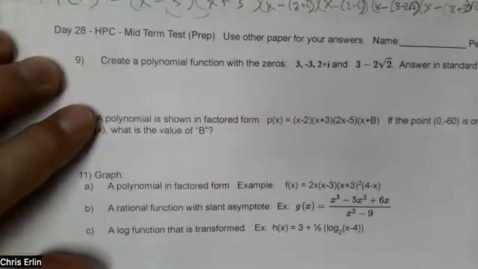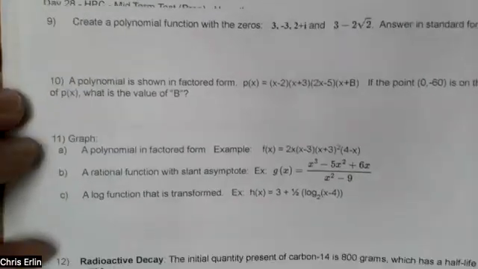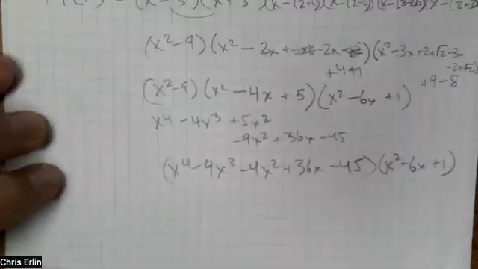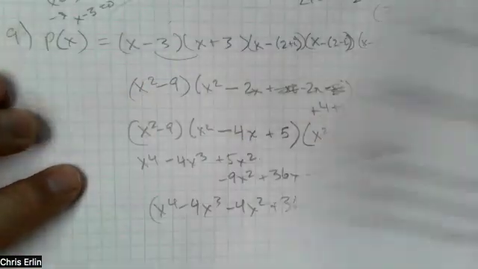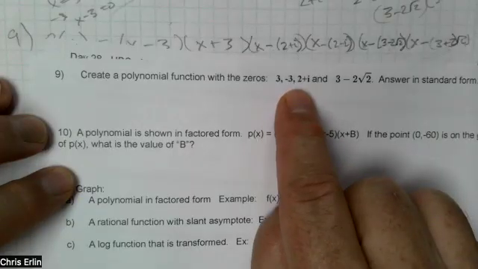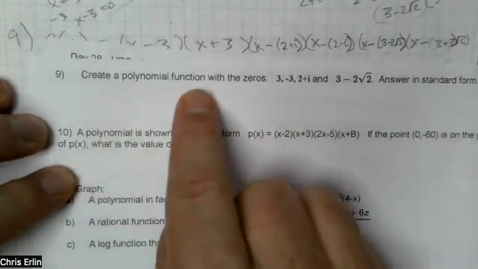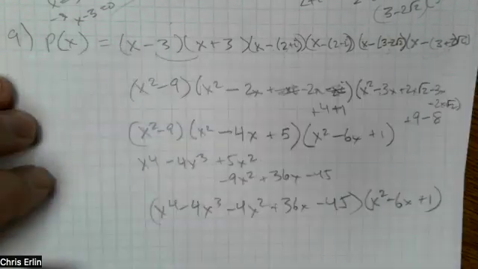This is part 2 and Mr. Erlin talking about honors pre-calculus midterm test prep. We just worked on number 9 before I was interrupted. We were given a series of zeros, 3, -3, 2 plus i, 3 minus 2 root 2, and we were asked to write a polynomial function in standard form.